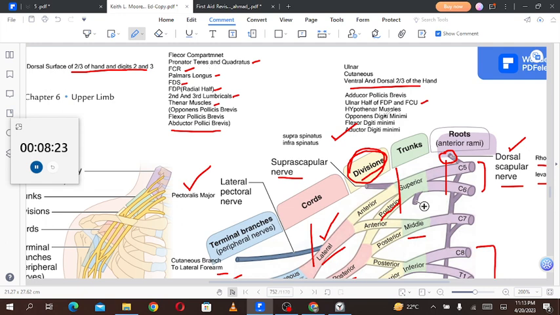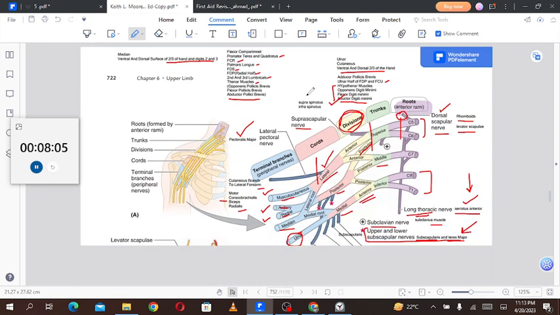The radial half of the flexor digitorum profundus was supplied by the median nerve, and the ulnar half of the flexor digitorum profundus is supplied by the ulnar nerve. Then the hypothenar muscles, the muscles of your little pinky finger: opponens digiti minimi, flexor digiti minimi, and abductor digiti minimi. These are the hypothenar muscles, and this marks the end of our brachial plexus explanation.